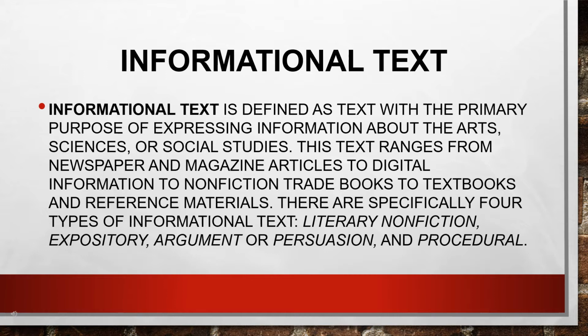Informational text is defined as text with the primary purpose of expressing information about the arts, sciences, or social studies. This text ranges from newspaper and magazine articles to digital information, to non-fiction trade books to textbooks and reference materials. There are specifically 4 types of informational text: literary non-fiction, expository, argument or persuasion, and procedural.